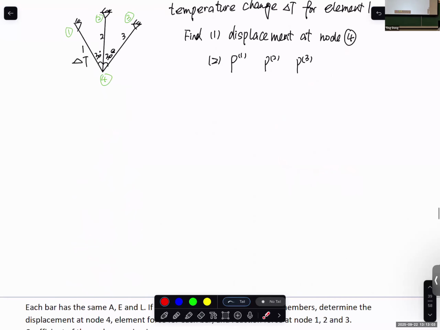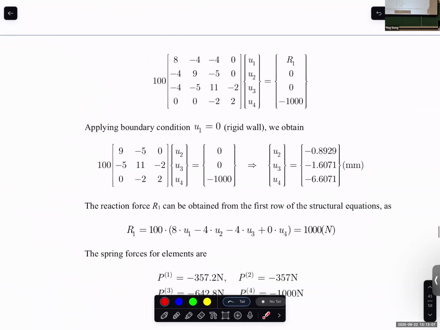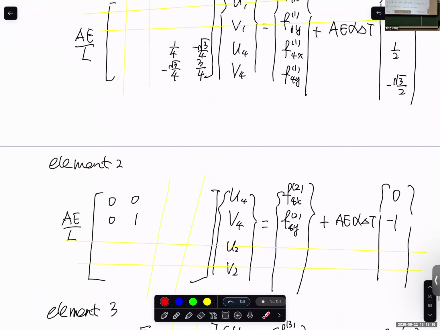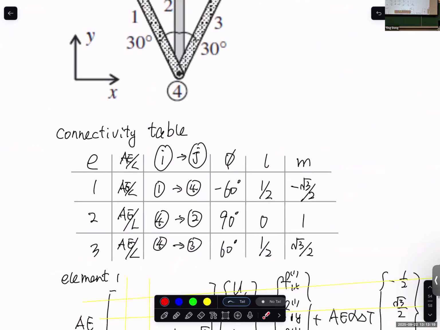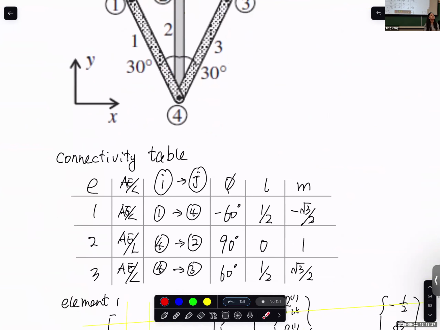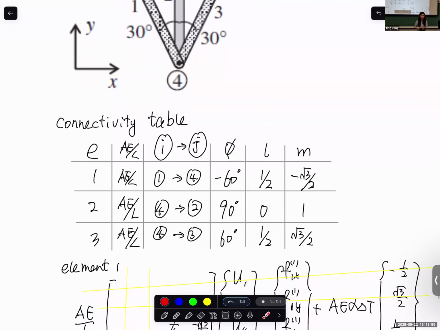I guess your question is specifically related to our homework. I can show you how we solve it. As long as you make it consistent, the final answer should be the same. Once you have your own definition of I and J, you have your own phi and L and M. Then in your equation, the I and J is based on your definition. As long as you make it consistent, your solution should be correct. It doesn't really matter which is the first node and which is the second node.